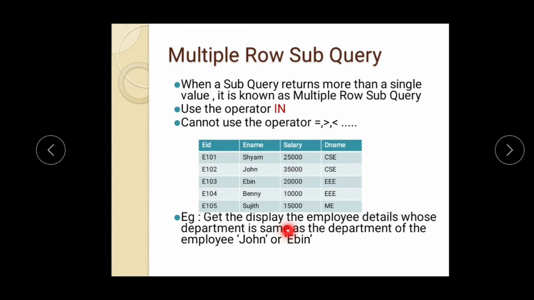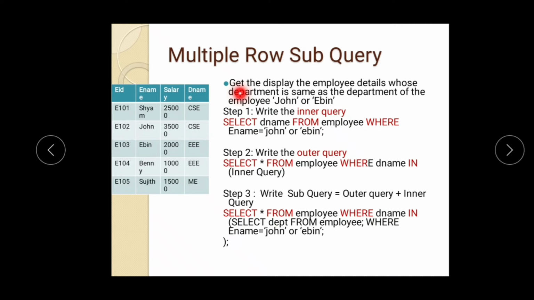Now let us discuss how we can write the inner query as well as the outer query. In the inner query, we will extract the department of Eben or John. That is our first task. In the outer query, we will display the employee details. That is our second task. So let us see in detail. Multiple row subquery, the same question. This is our table. Step 1 is writing the inner query. We are going to retrieve the department name of John or Eben.